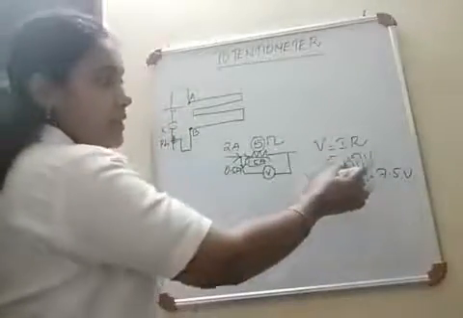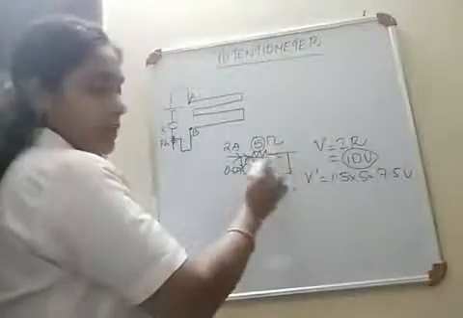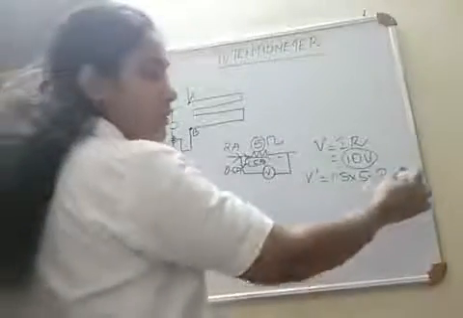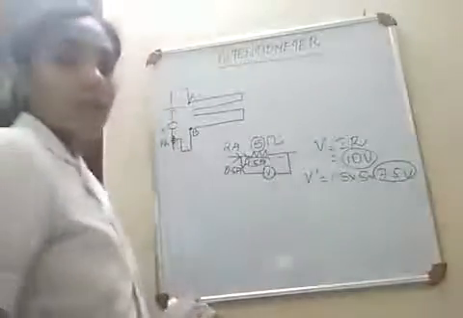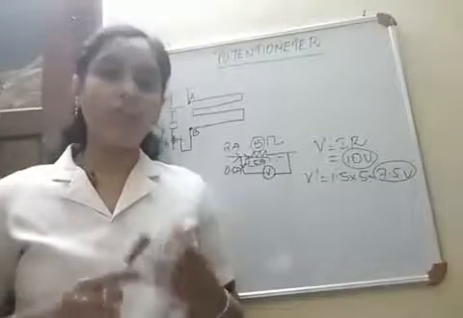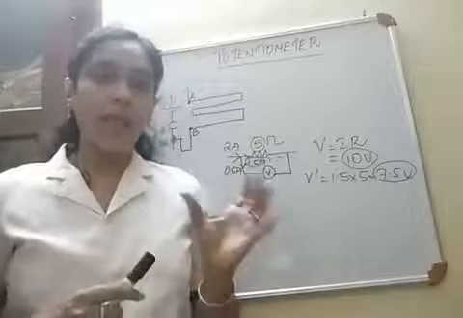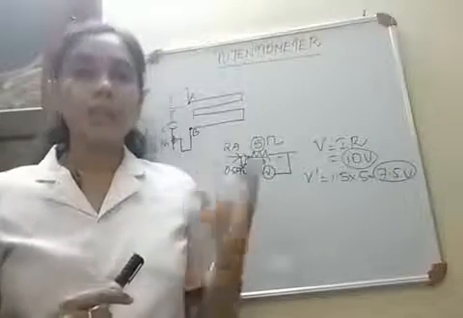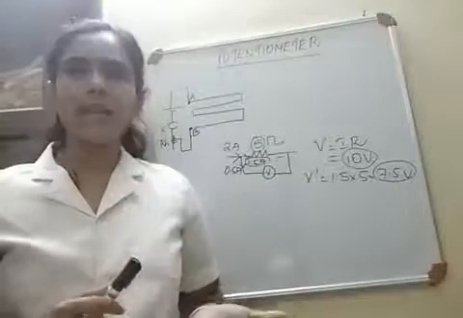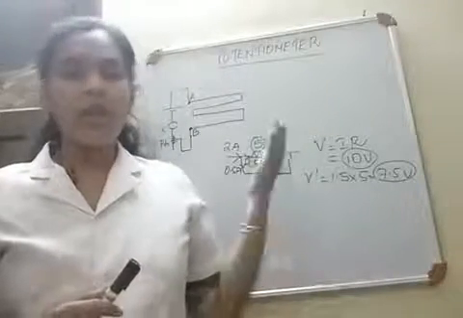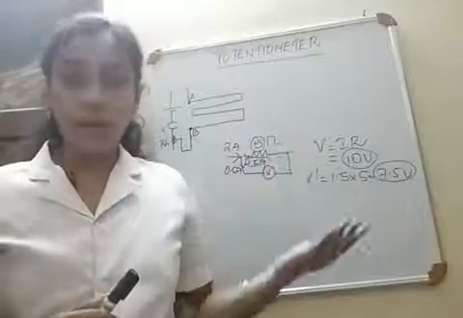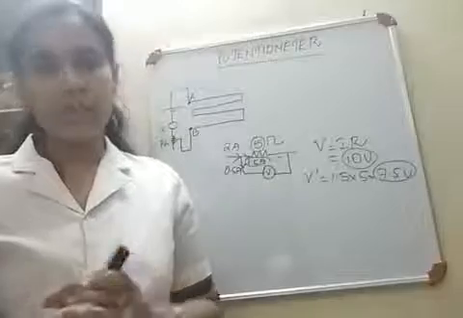So see the difference. This is the actual value of potential drop across this resistor, but when a voltmeter is connected, it could measure only 7.5 volt. So there is a change. A voltmeter cannot measure the actual EMF in a circuit. So for that purpose, we need to use a potentiometer circuit. Let's discuss the principle and also the construction of this potentiometer circuit.